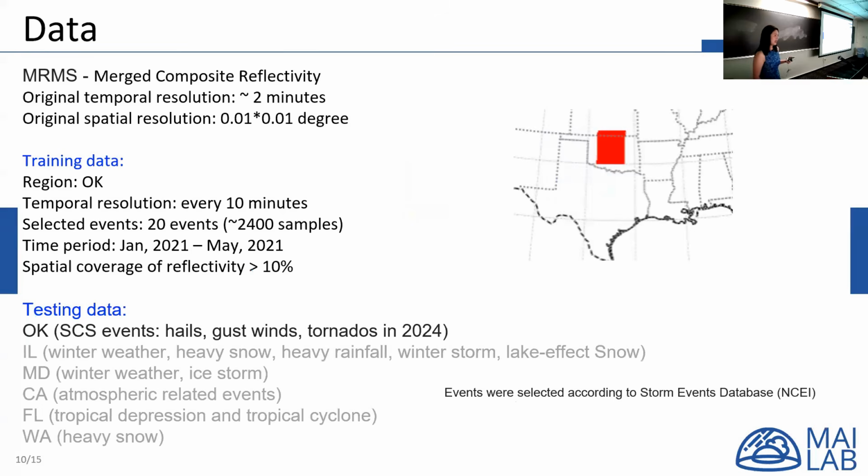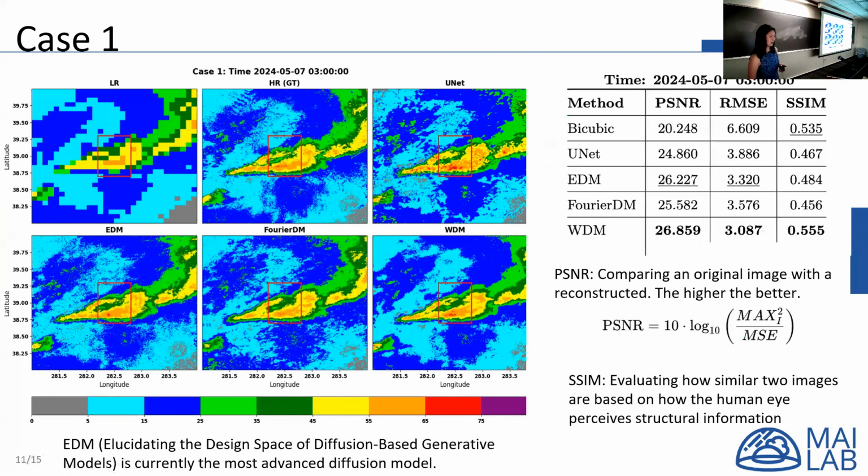Okay, yeah, and so this is some data. I use MRMS, the Multi-Radar Multi-Sensor data set, and this one is radar based. We choose the region in Oklahoma, and we only use about 5 months of data, from January 2021 to May 2021, to train this model. Then we test this model in Oklahoma first. And here is the result.